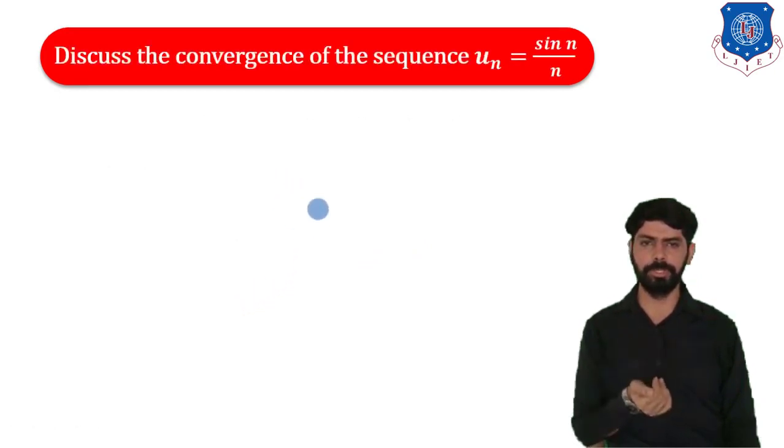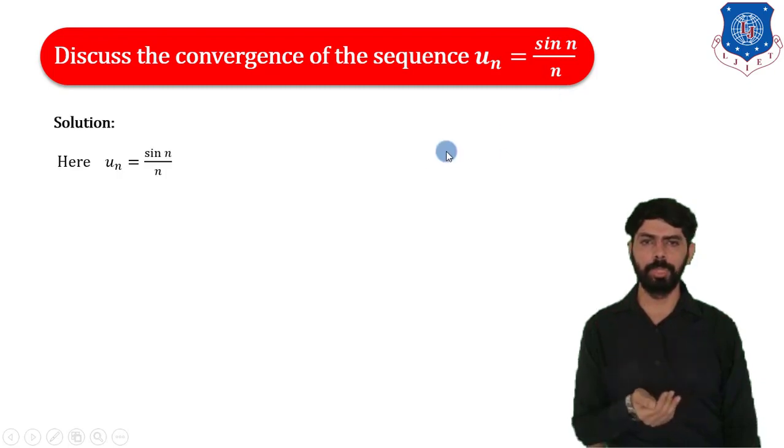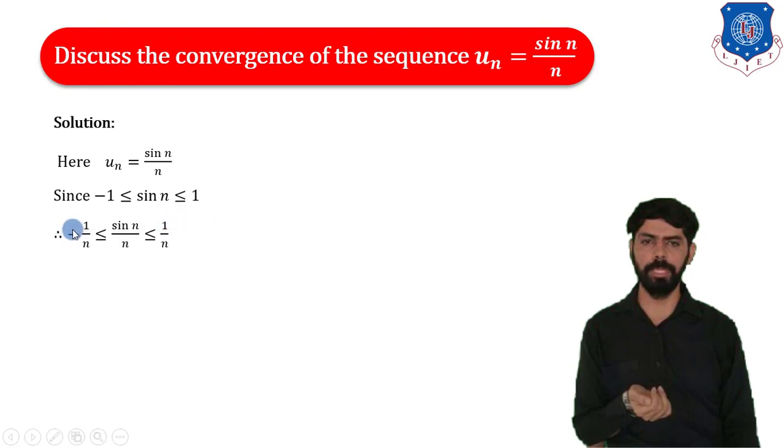So let us discuss an example. Discuss the convergence of the sequence u_n equal to sin n divided by n. Here u_n is sin n divided by n, and we know that minus 1 is less than or equal to sin n, which is less than or equal to 1. If we divide this by n, it will be minus 1/n less than or equal to sin n / n less than or equal to 1/n.